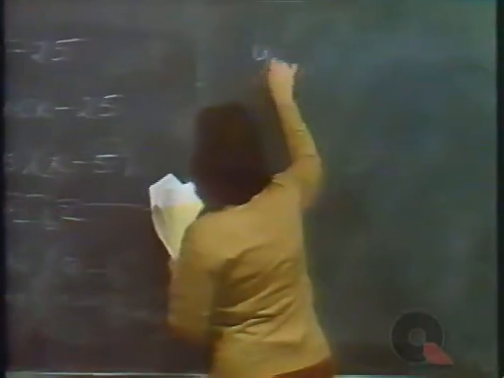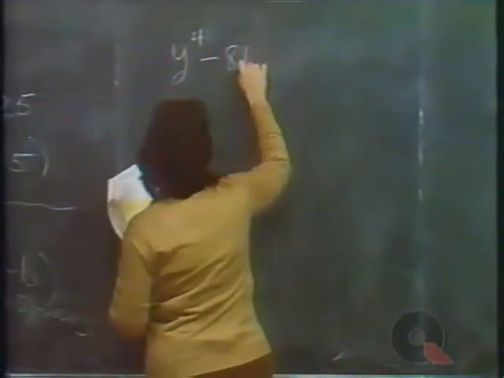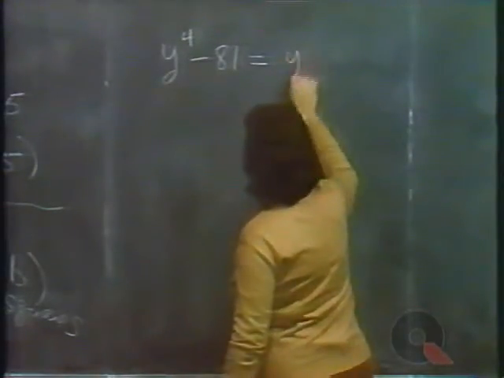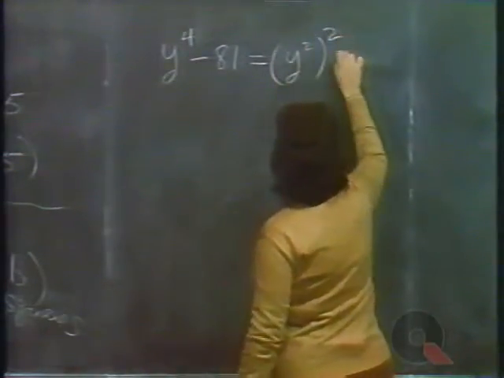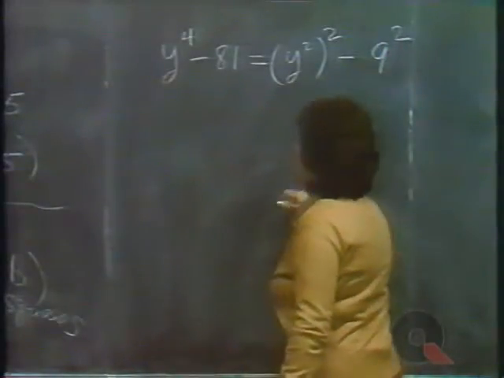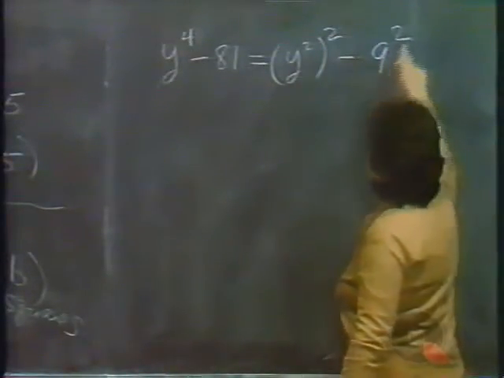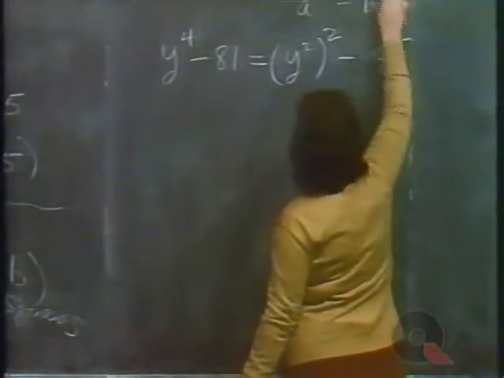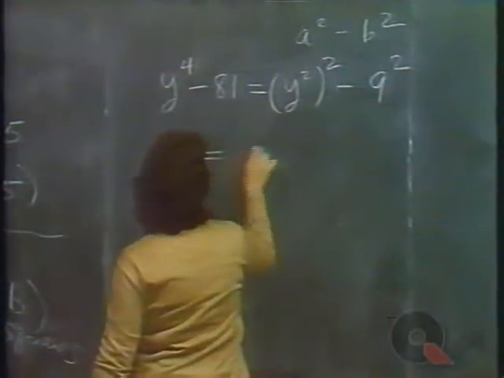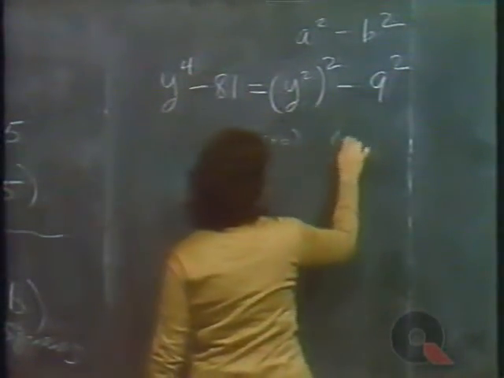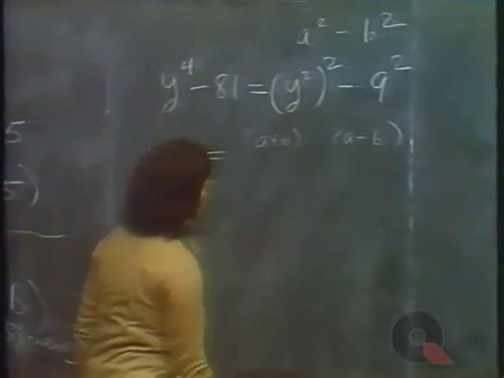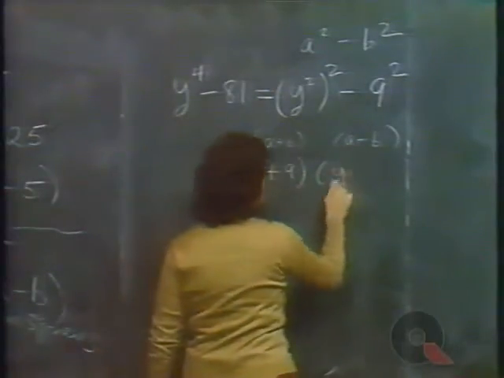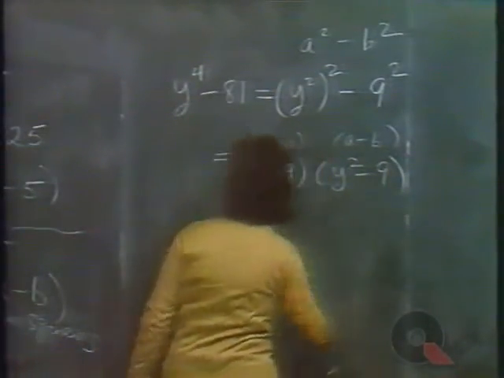Okay, y to the fourth minus 81. We have here the difference of two squares. If it helps you, think of this as y squared squared minus 9 squared. It's now in the form a squared minus b squared, and we can write it as a plus b times a minus b. That is, we can write it as y squared plus 9 times y squared minus 9.